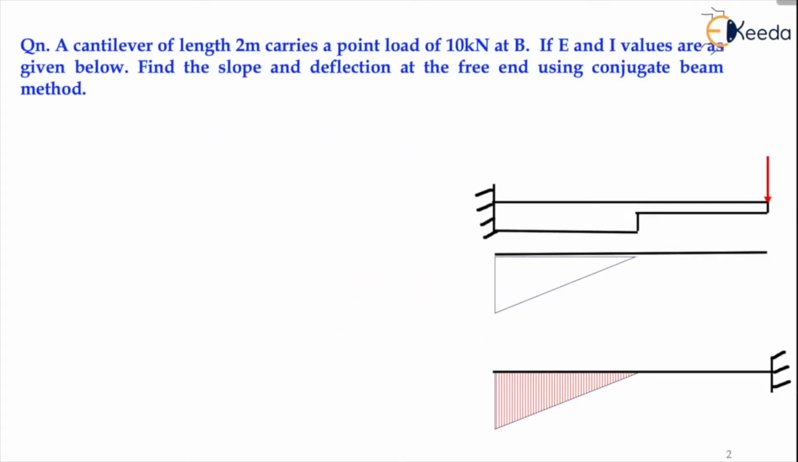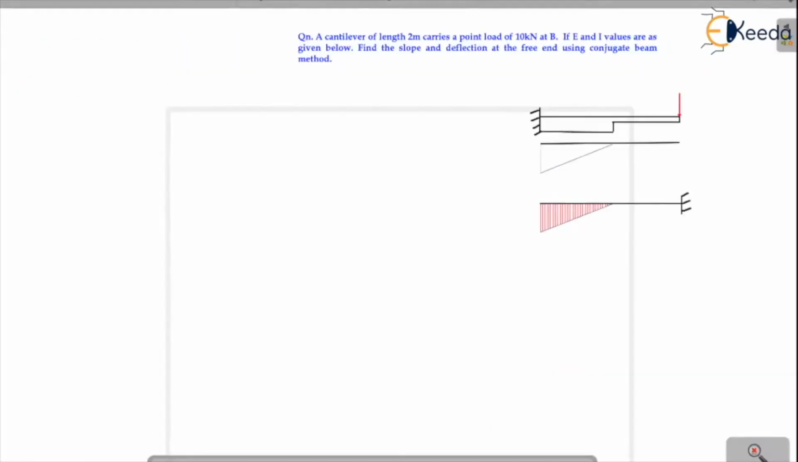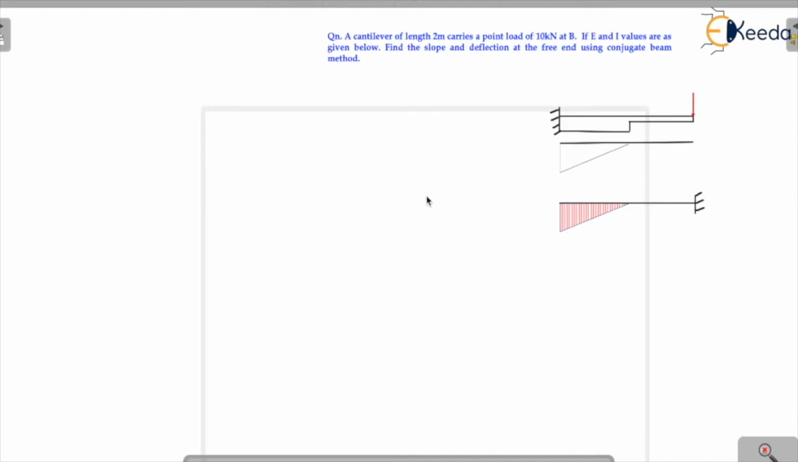A cantilever beam of length 2 meter is carrying a point load 10 kilonewton at the end. The moment of inertia for the right half of the cantilever beam and the left half is as given below. If E of the beam is 2 into 10 power 8 kilonewton per meter square, find the slope and deflection at the free end of the cantilever. So I and E value I am going to write here. That's why I did not write in the question. So let's solve this particular question.